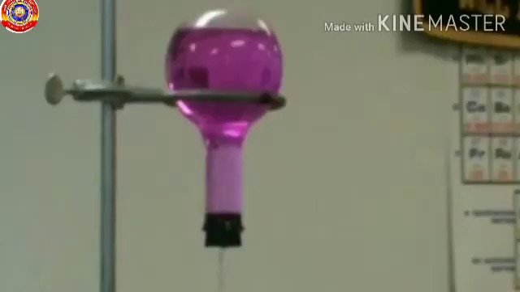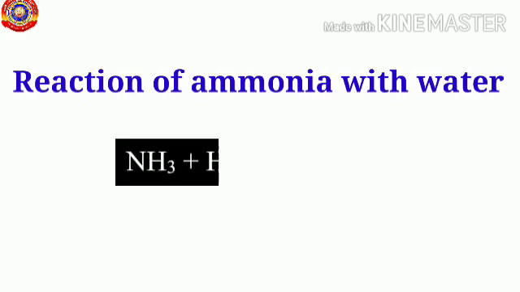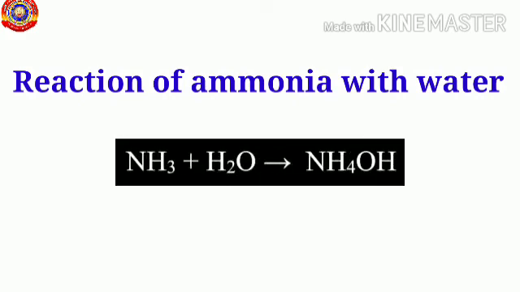Did you see a color change in this experiment? Why is it so? The ammonium hydroxide formed by dissolving ammonia in water is an alkali. So, which property of ammonia is responsible for this change in color? As you know, ammonia is an alkali. Now let's see the chemical equation when ammonia reacts with water. NH3 plus H2O gives NH4OH.